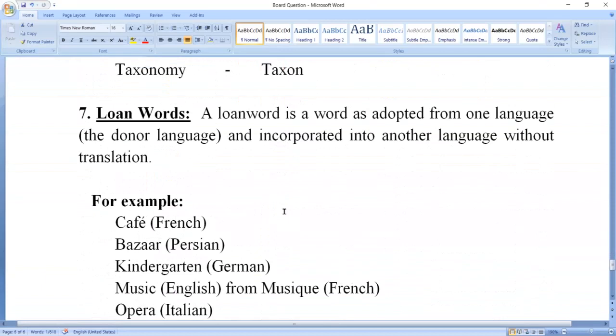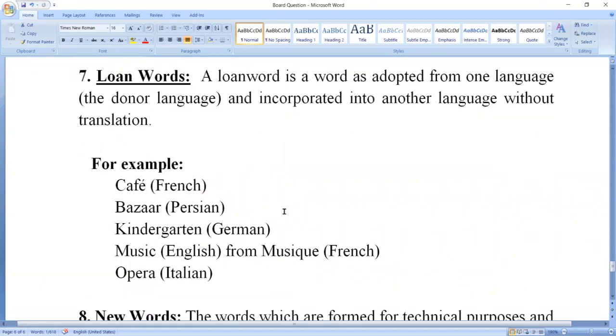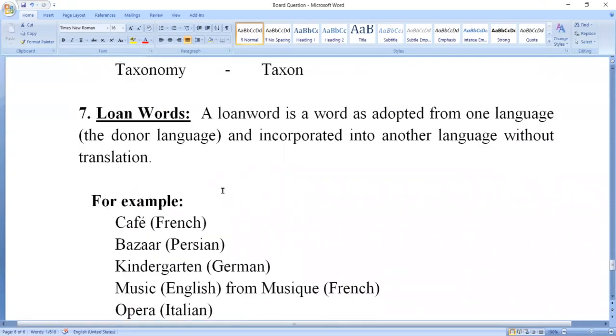now the seventh system is loan words. So what is a loan word? Loan means to borrow something from others. So a loan word is a word adopted from one language, that is the donor language, and incorporated into another language without translation. That is, we directly use the word which we get from another language.